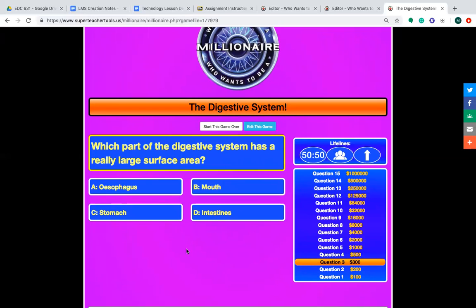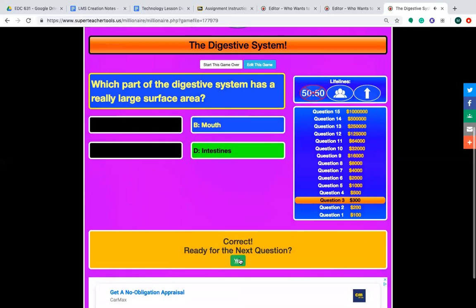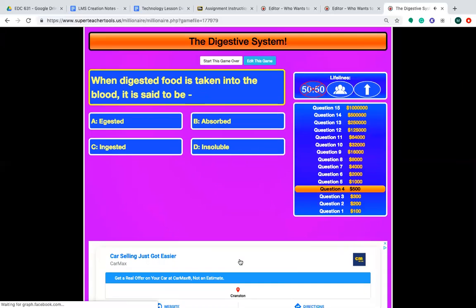So what I'm going to do is possibly use one of my lifelines to make sure I don't get this one wrong again. So 50-50 is when it narrows your answers down to 2 instead of 4. So I'm going to click, and I got that one correct now.